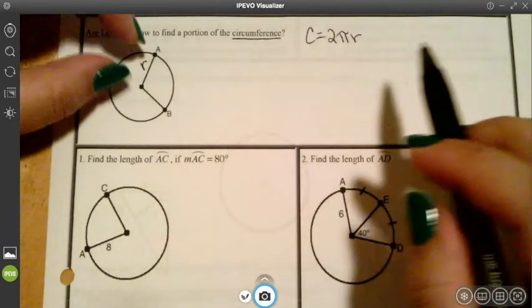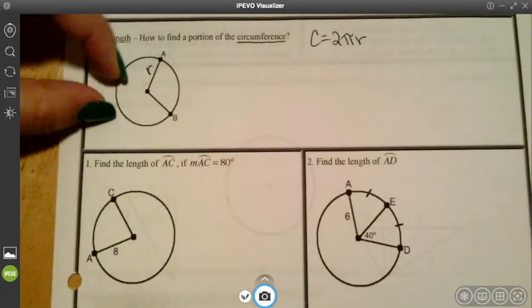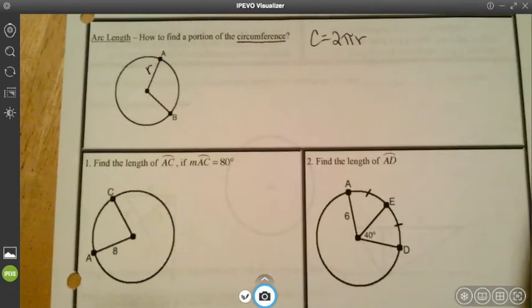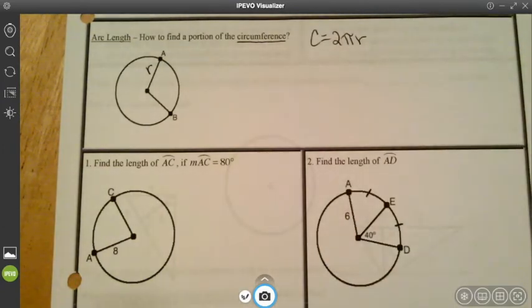And what it means is that if I had a string the length of the radius, I could fit just more than 6 of them around the outside of a circle. Because pi is a little bit more than 3, so the circumference is a little bit more than 6 radii.